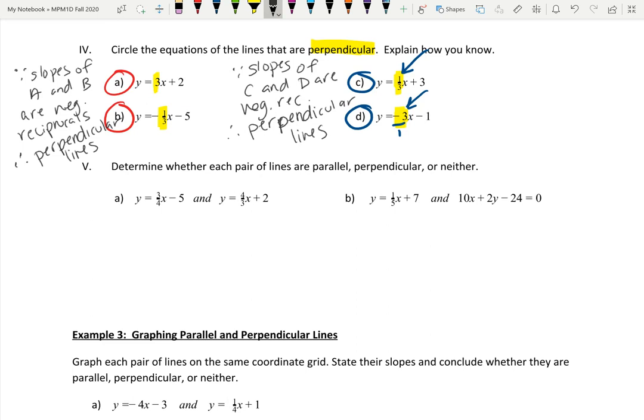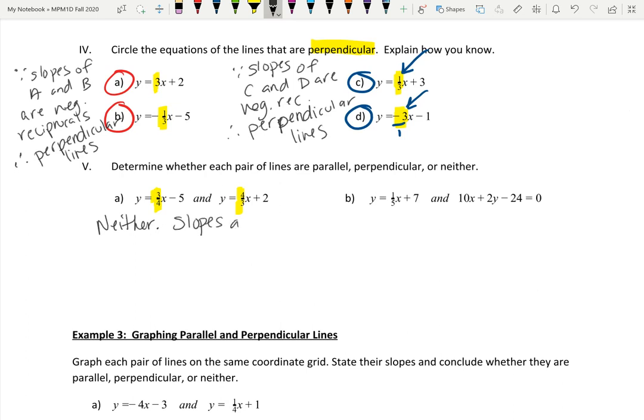Okay. And number 5, determine whether each pair of lines are parallel, perpendicular, or neither. So I'm going to highlight the slopes again for A, so 3 over 4 and 4 over 3. For them to be parallel, they would have to be either both 3 over 4 or both 4 over 3, which they're not. For them to be perpendicular, the slopes would have to be 3 over 4 and negative 4 over 3, and it's positive 4 over 3. So this one is neither. I'm going to write neither.